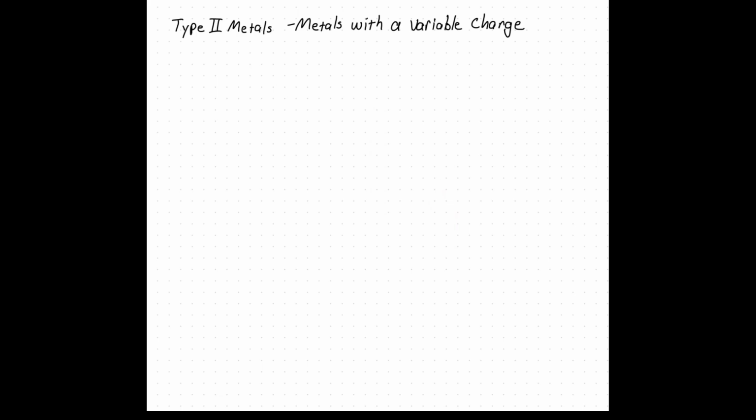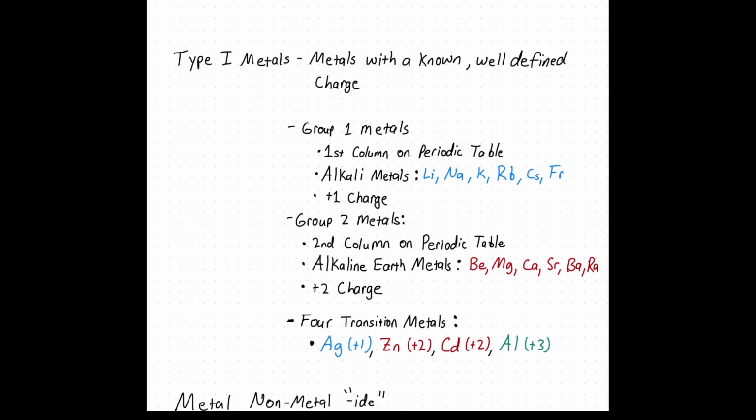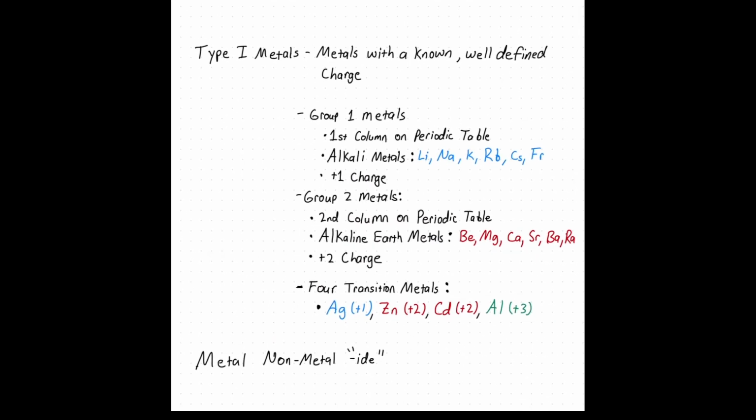So if something is not a type 1 metal, it's a type 2 metal, right? It's not hard to figure this out. If something is a type 1 metal, you already have that list from the previous one. And maybe at this point, if you haven't done this already, you might want to pause and put these type 1 metals on your periodic table.